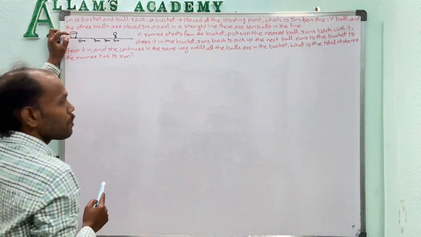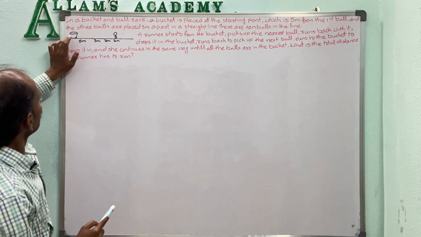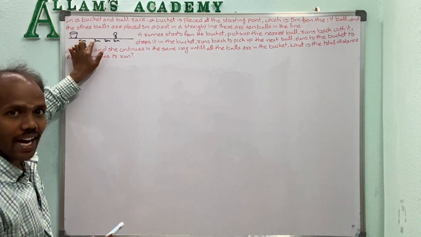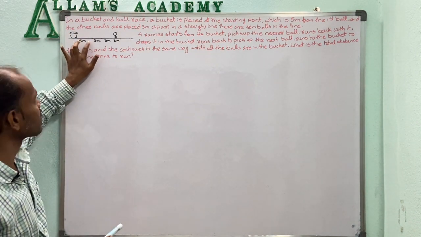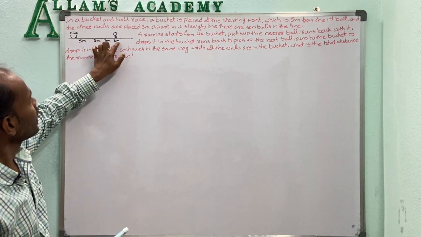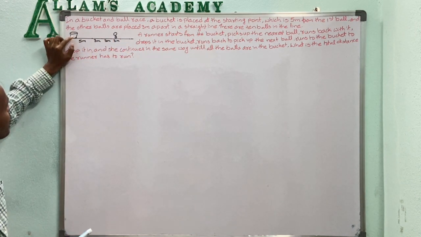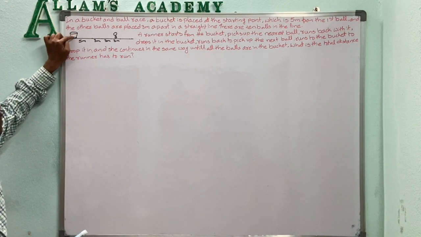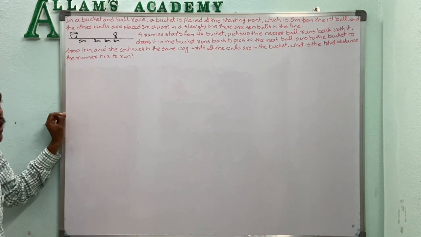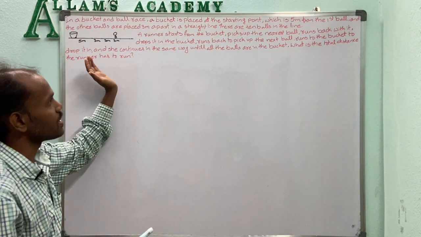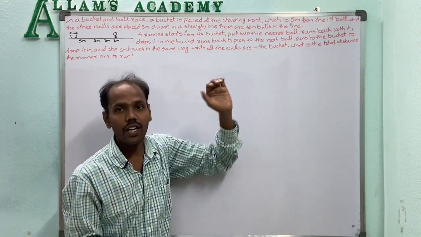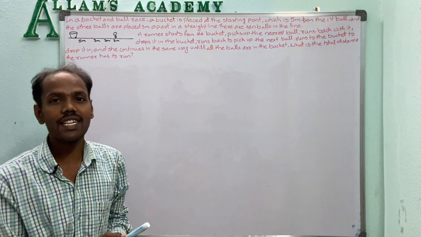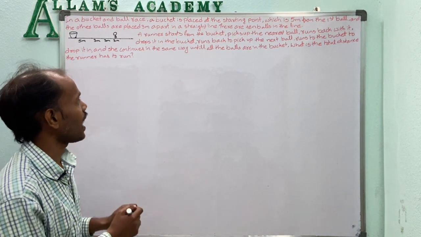So the balls are placed from the bucket, from that starting point, at 5 meters distance, and for every 3 meters there is a ball. So she runs from here to here and picks the ball, drops it in here, and comes back. She has to do this for 10 balls. How much distance does she run? That is what is asked.